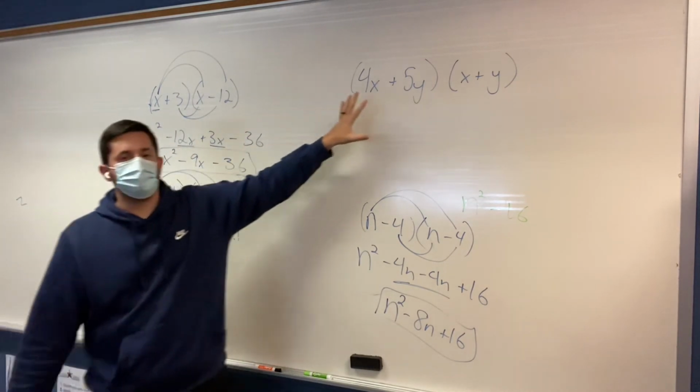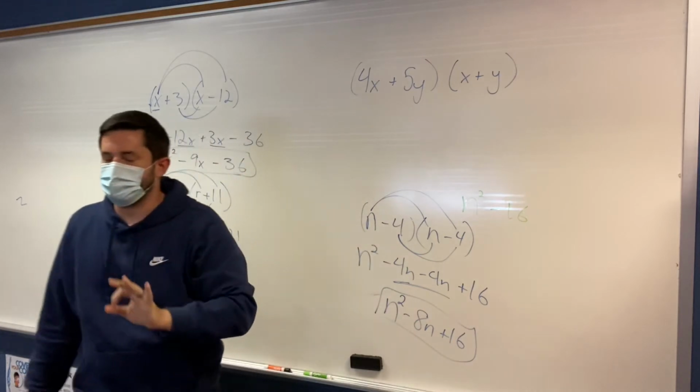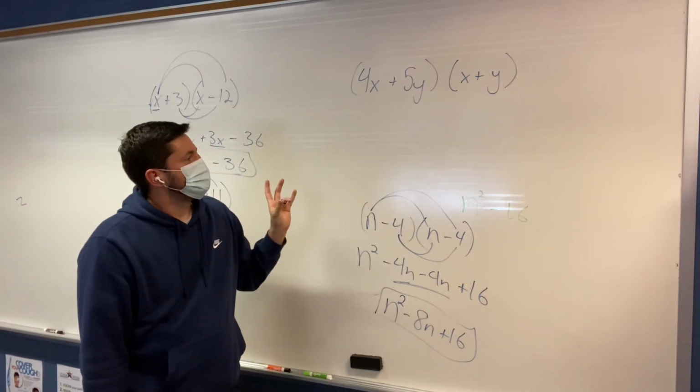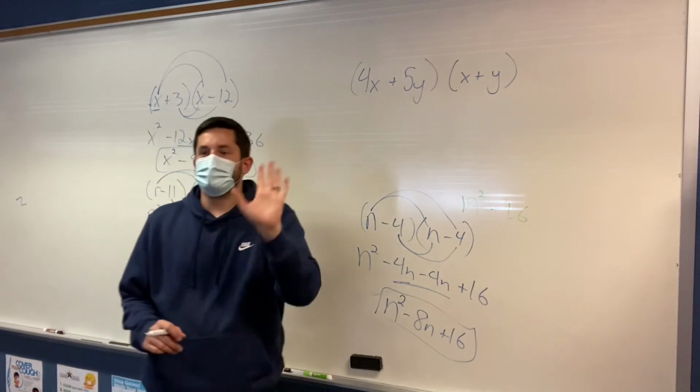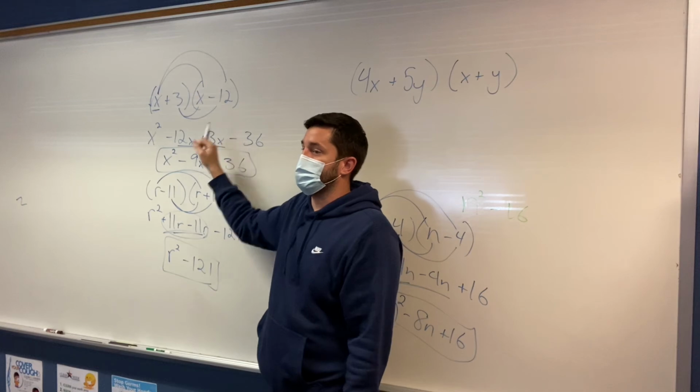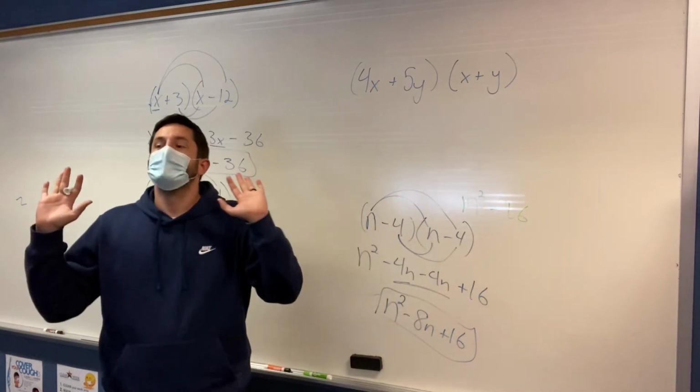Now, last one here is this one. This is just a little bit more complicated. I want you to be able to identify why though. What's a little bit weird about this one? There are different variables. It's not just x and a number and another x and a number. It's x's and y's and numbers, which is fine.